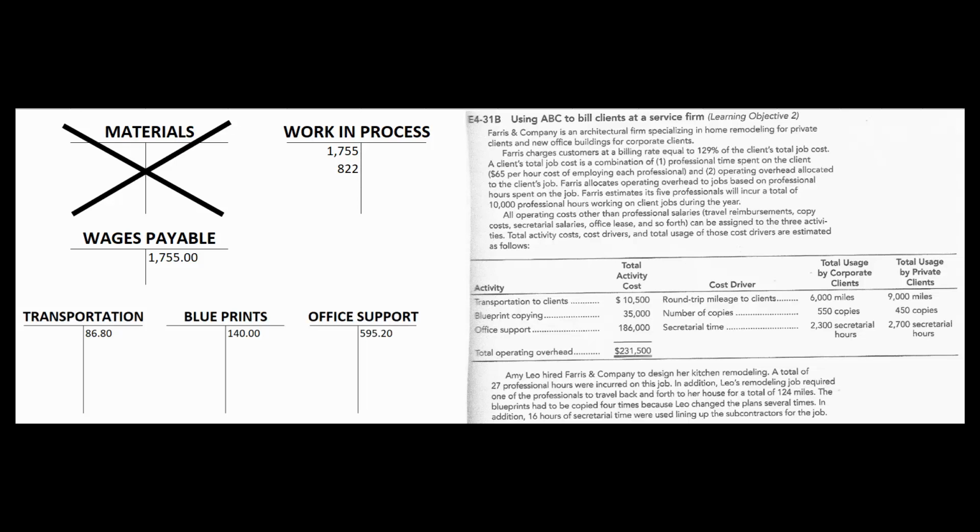The whole idea behind activity-based costing is to do a better job of making a guess of how much overhead gets applied to each job or each process. That's all there is to it.